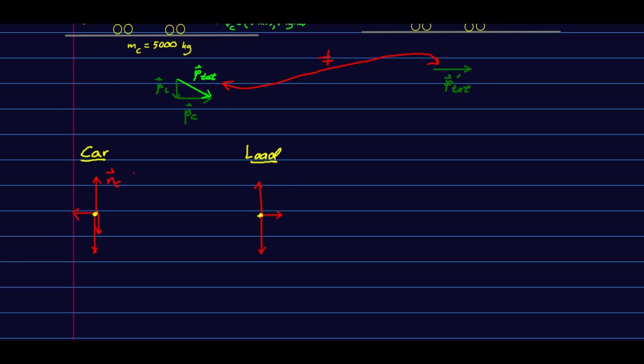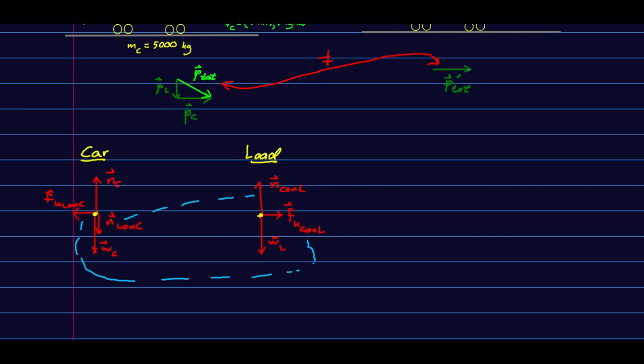Here's the normal on the car. Here is the normal that the car exerts on the load and the normal that the load exerts on the car. The weight of the car, the weight of the load, the kinetic friction that the car exerts on the load, and the kinetic friction that the load exerts on the car. And we know that these two are an interaction pair, and these two are an interaction pair.